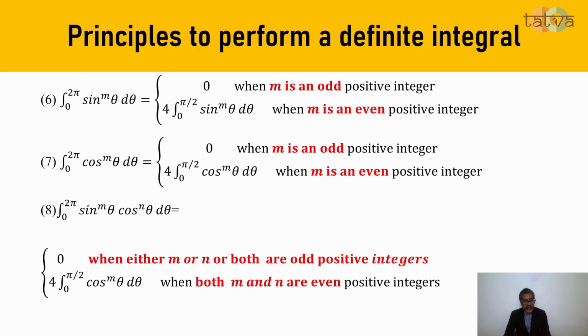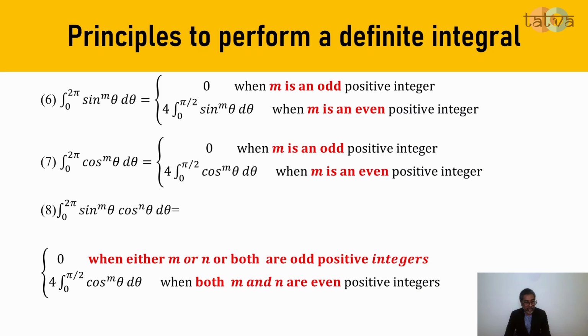Now continuing the sequence of results, we go to 0 to 2 pi cases. So 0 to 2 pi sine theta power m and 0 to 2 pi cos theta power m give similar results. It breaks down into 2 cases again. The output will be 0 when m is an odd positive integer, whether you deal with a power of sine or a power of cos. And the output will be 4 times the integral from 0 to pi by 2 of sine theta power m when m is an even positive integer. Once it is reduced to the 0 to pi by 2 situation, the previous results can be adopted.